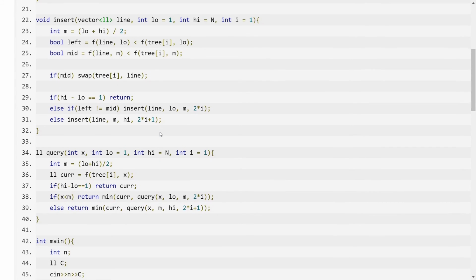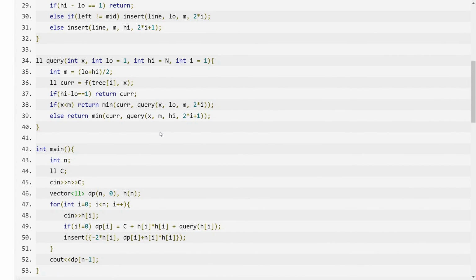This is super simple, right? Now query is even simpler. We have to query for every node in the path of x. So we are given a value x. Low is 1, high is n, and I is 1 because the first node is 1. So m is low plus high by 2.